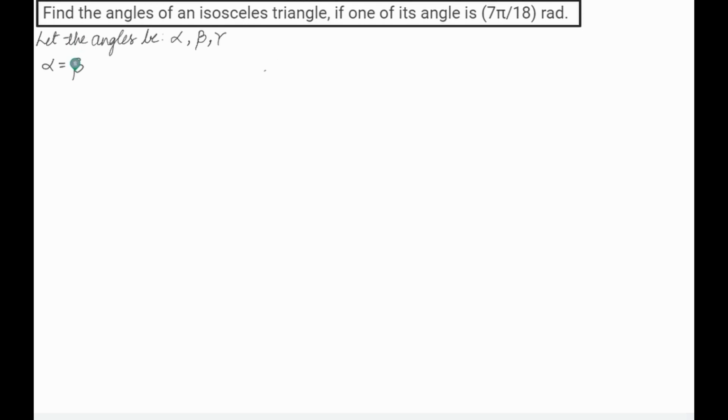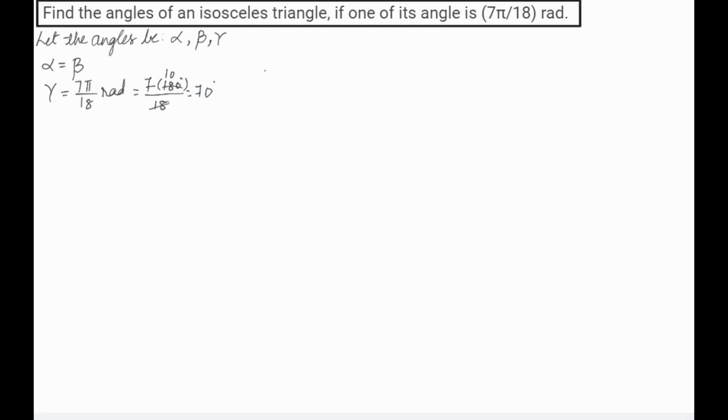And also they have given that one of its angles is 7 pi by 18 radians. So let that be gamma. So gamma is equal to 7 pi by 18 radians. In terms of degrees, it should be 7 into 180 degrees divided by 18. So we get gamma to be equal to 70 degrees.